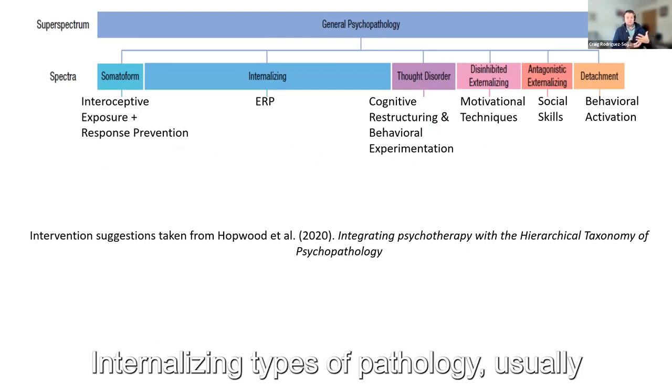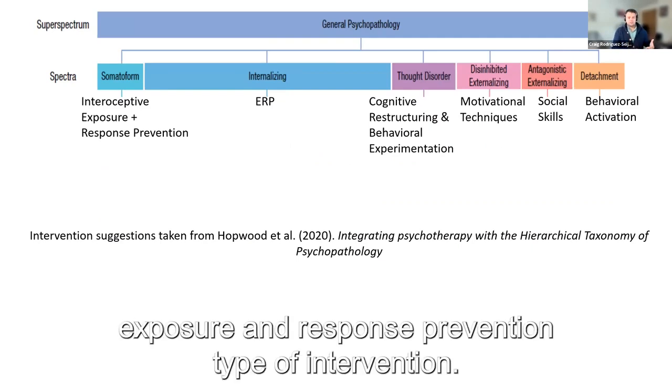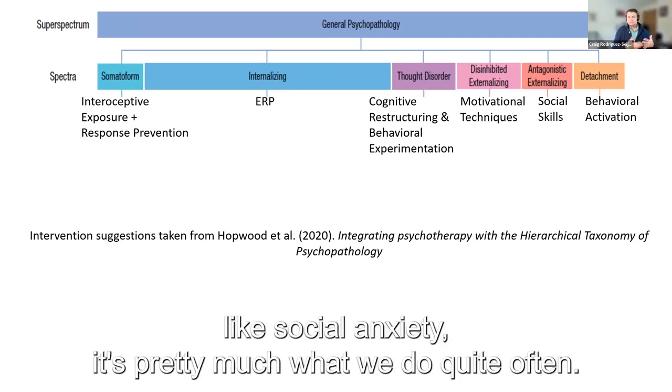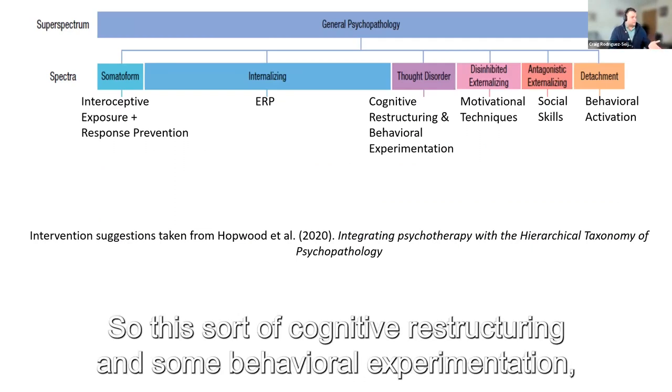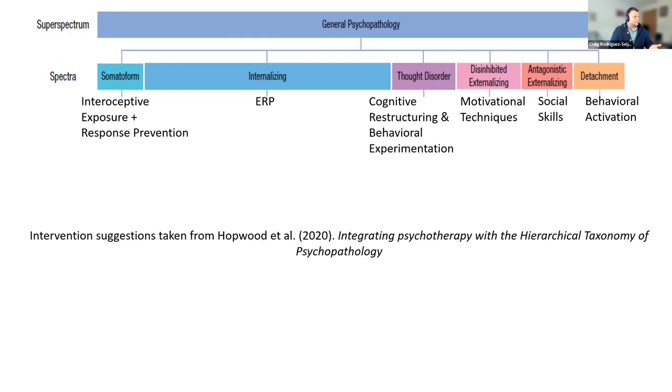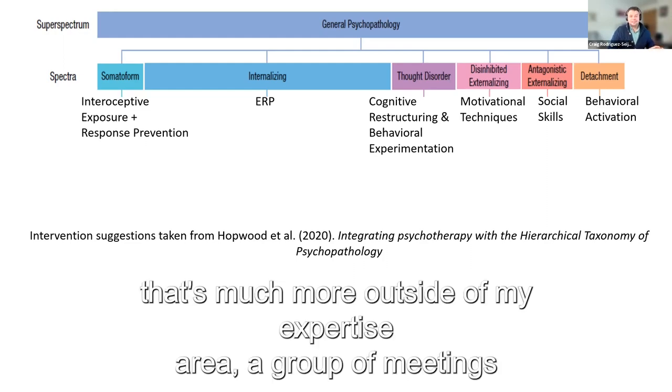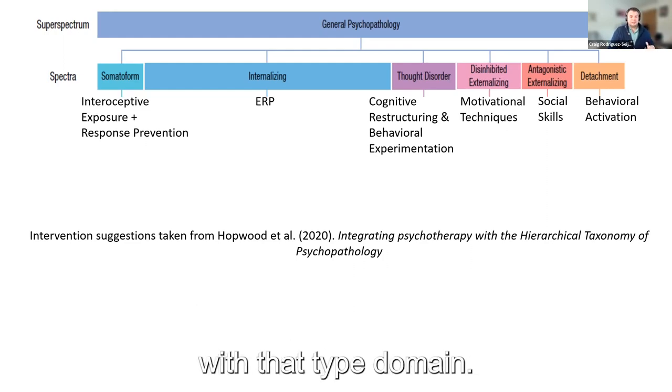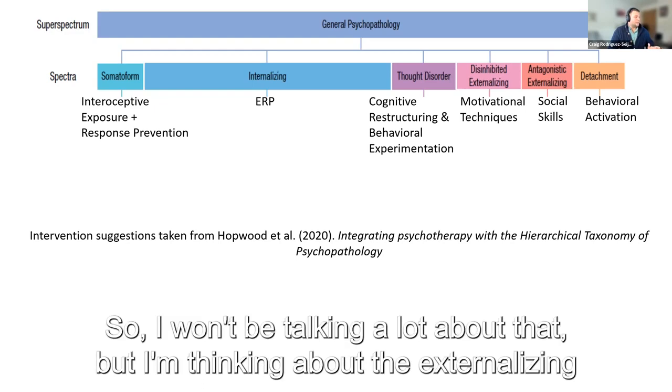Internalizing psychopathology, usually exposure and response prevention type interventions. So you can think of things like social anxiety. It's pretty much what we do quite often. Thought disorder, cognitive restructuring, and some behavioral experimentation. That's much more outside of my expertise area. I haven't worked with many clients with that type of domain, so I won't be talking a lot about that.